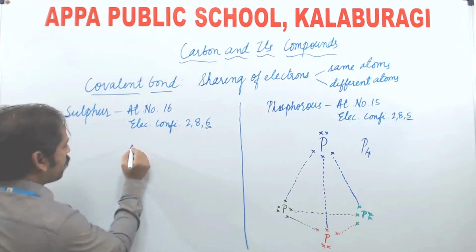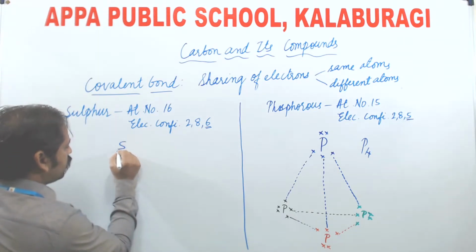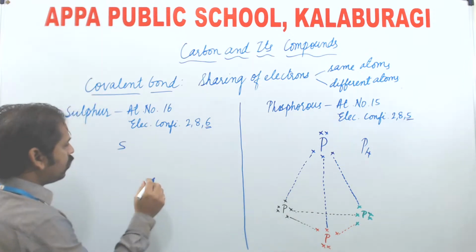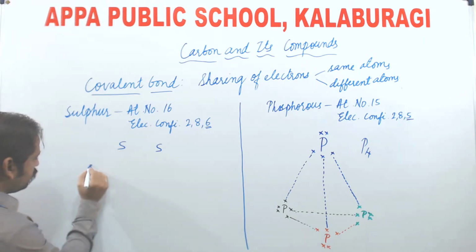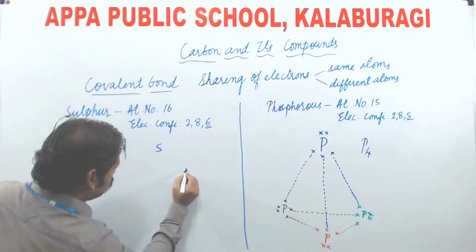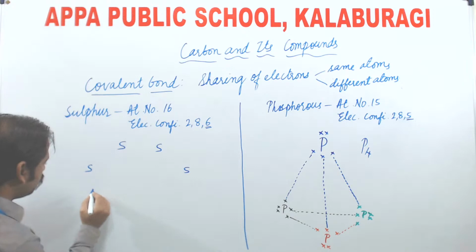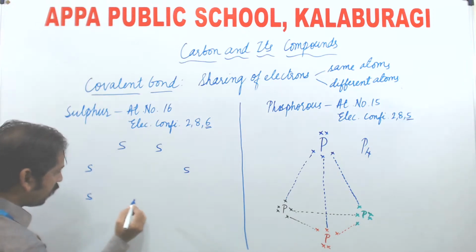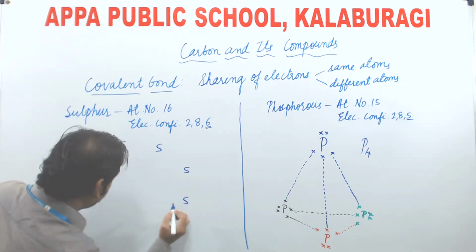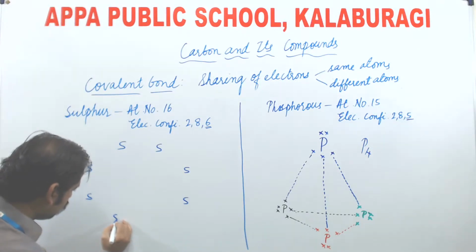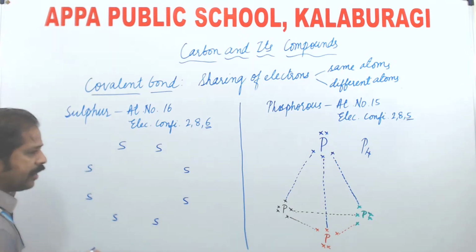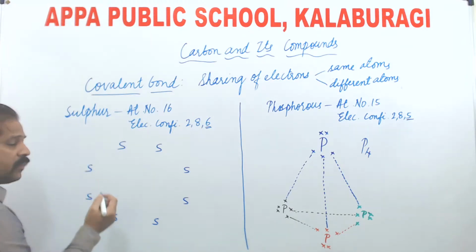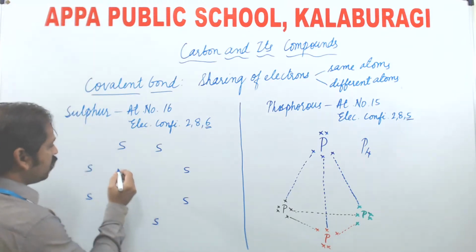So sulfur 1, sulfur 2, sulfur 3, sulfur 4, sulfur 5, sulfur 6, sulfur 7, sulfur 8. Okay, each sulfur has 6 electrons.